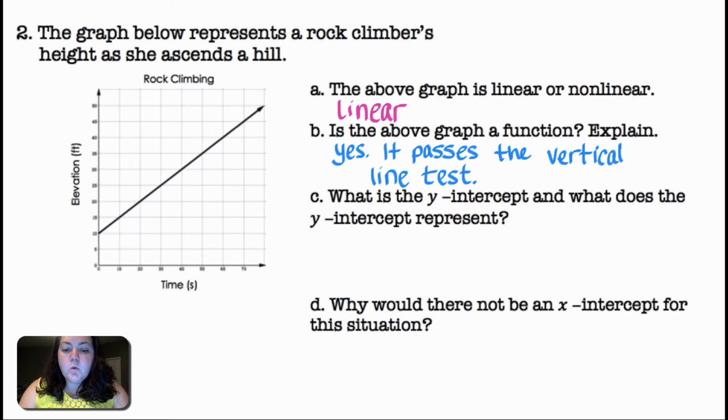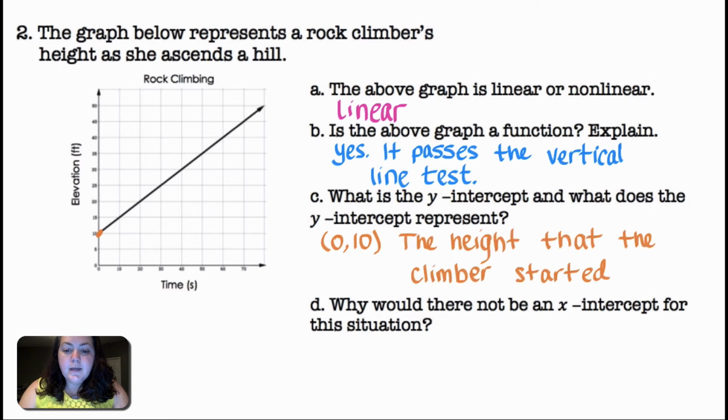C, what is the y-intercept, and what does the y-intercept represent? The y-intercept is where it crosses the y-axis, which is right over here at 10. So the y-intercept is x is 0, y is 10, the ordered pair (0, 10). And that is the height that the climber started. So they started at an elevation of 10 feet. They were already 10 feet above sea level before they even started climbing the hill.